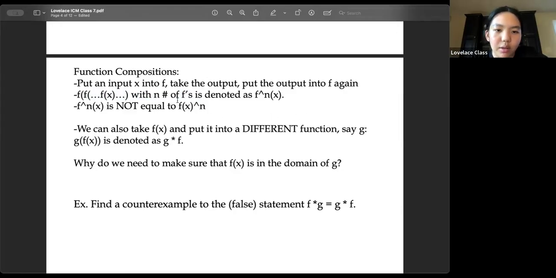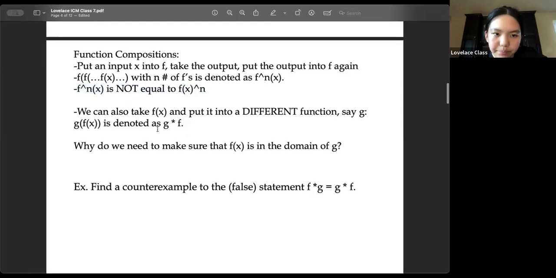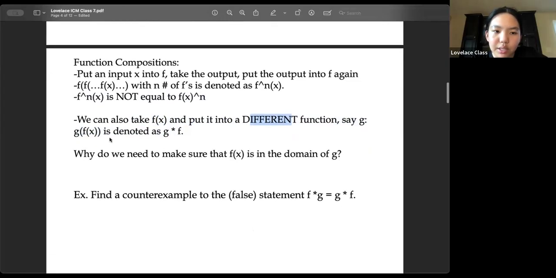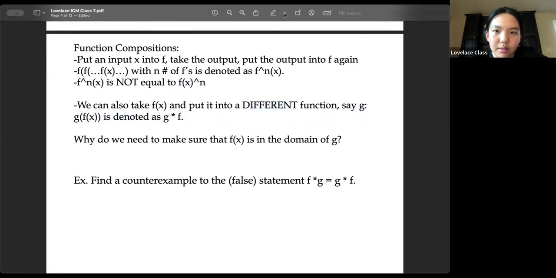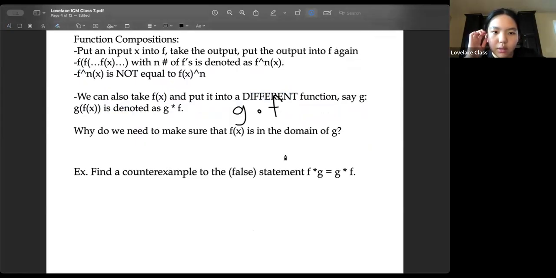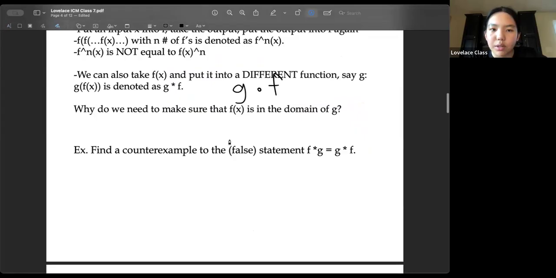So notice that this is not equal to the value of f of x raised to the nth power. This is just a completely different notation. We can also take f of x and put it into a completely different function, right? Like say g, and then we will denote that as, I couldn't write it on the keyboard, but it's supposed to be g and then a little circle f, right? Okay.